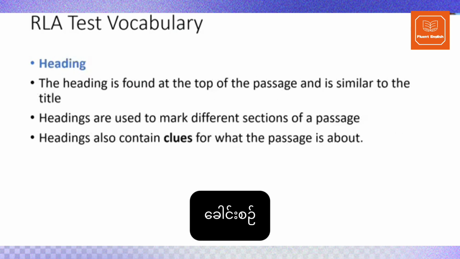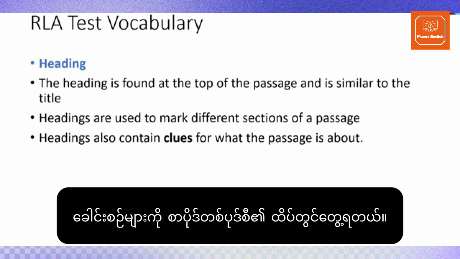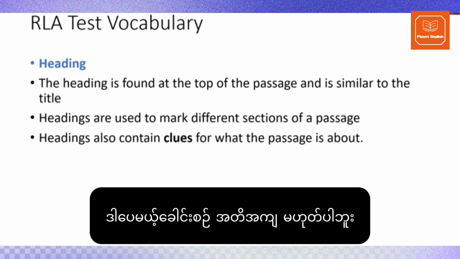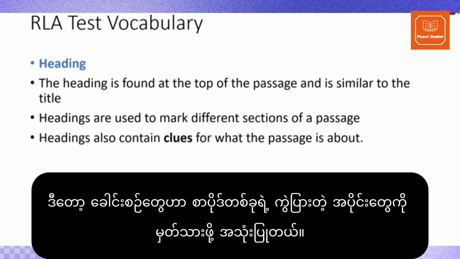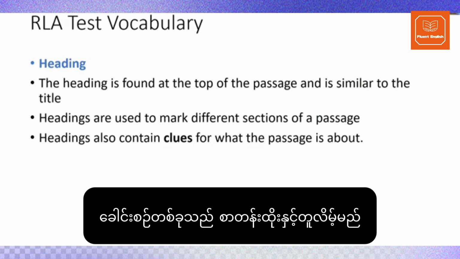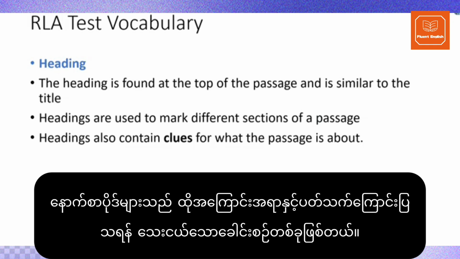A heading. Now, headings are found at the top of each passage, and it's similar to the title, right? But it's not exactly the title. So the headings are used to mark different sections of a passage, especially if it's a longer passage. A heading will just be like a subtitle, a smaller title, to show that the next paragraphs will be about that topic.